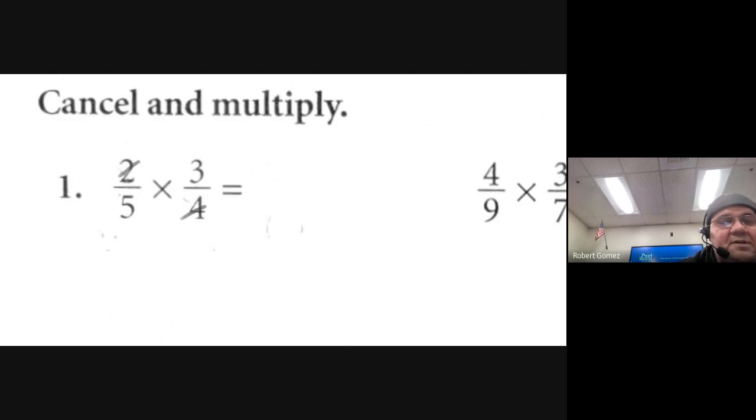So I have 2 divided by 2, that's 1. 2 divided by 4, that's 2. And I have 5 and 3, and I can't really do anything with that. So I can now multiply across. So 1 times 3, that's going to give me 3. And then 5 times 2, that's going to give me 10. So there's our answer. It should come to 3/10. Okay.